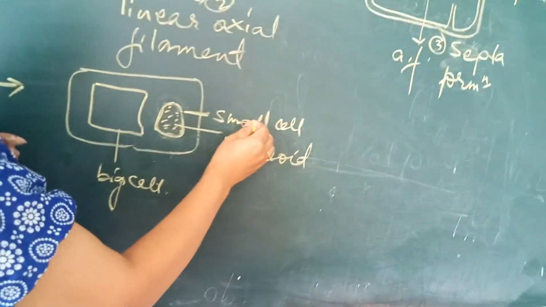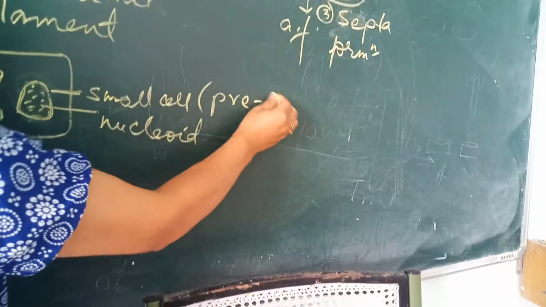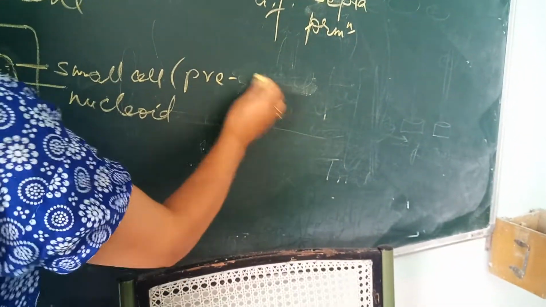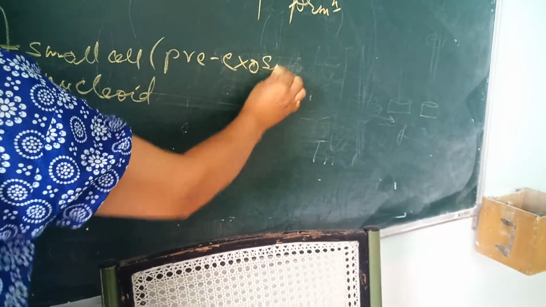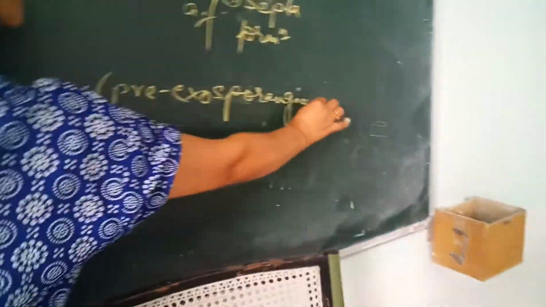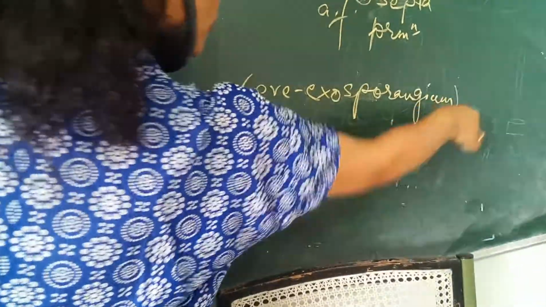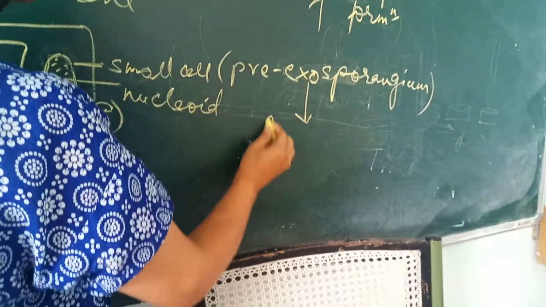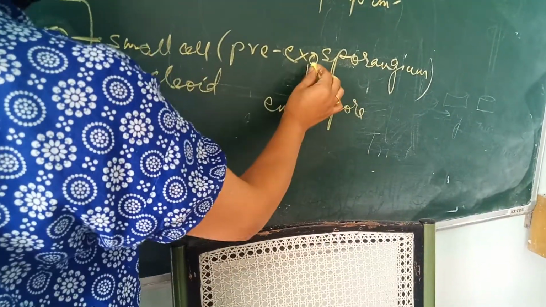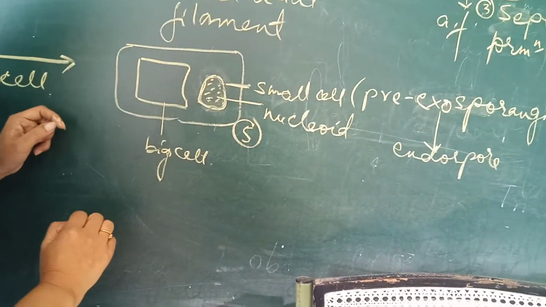So what do you call the small cell? The small cell is known as the pre-sporangium. It is known as the pre-exosporangium because why? It will give rise to the endospore or the exosporangium, this small cell.